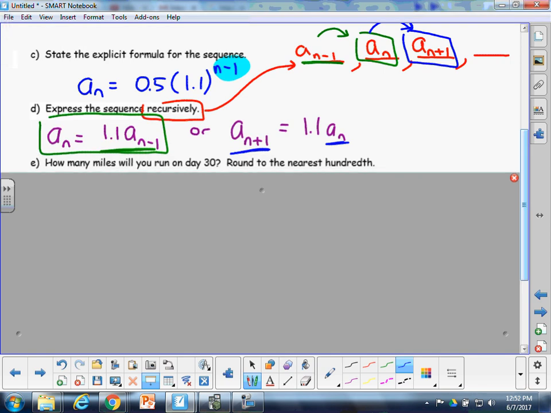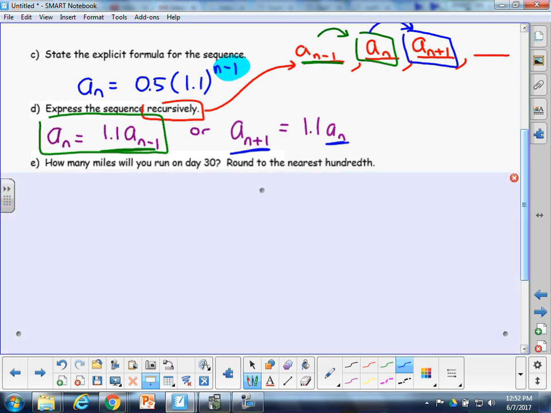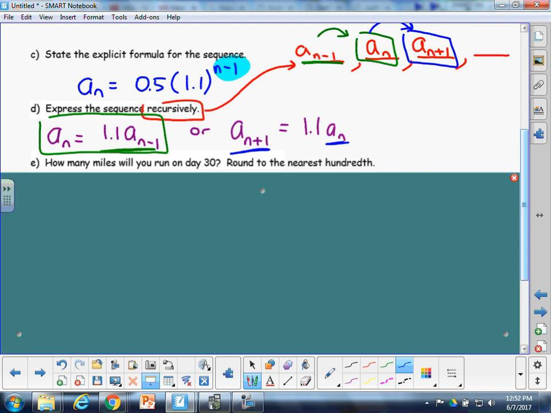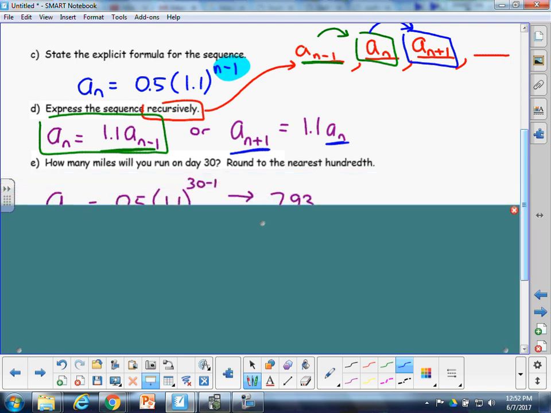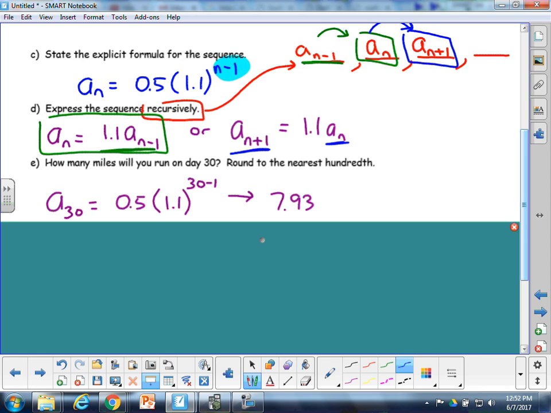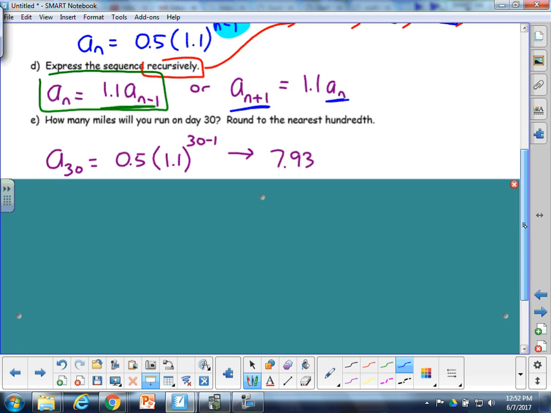Okay, so how many miles, if this pattern were to continue, the long sequence that we wrote in part A, if that continued out to day 30, how many miles would you run on that specific day? So we're just going to use the formula. Cool colors there. We're just going to change the n to 30 and use the formula that's in part C, the explicit formula. And we're just going to take 0.5 times 1.1 to the 29th power, and just be careful, use your order of operations in the calculator, and you should get 7.93 miles. So that's what would be the 30th number in our pattern.